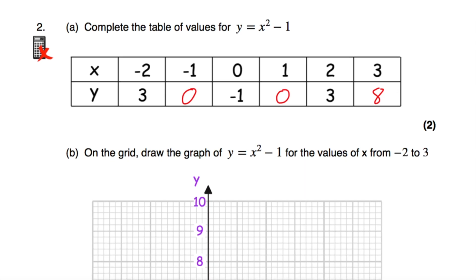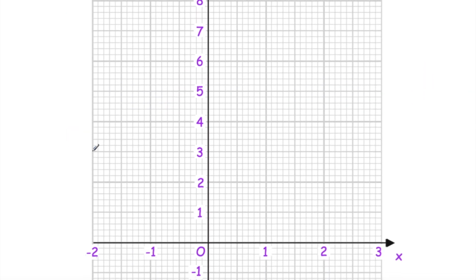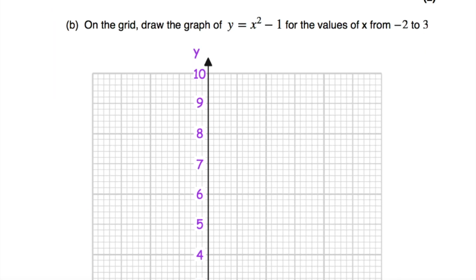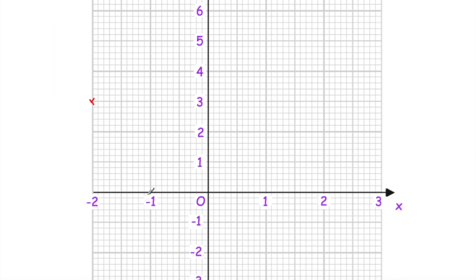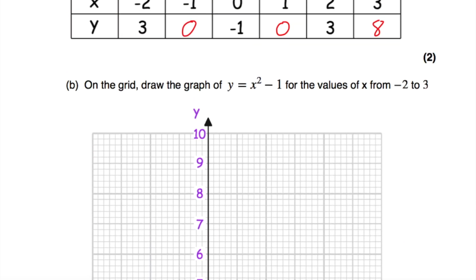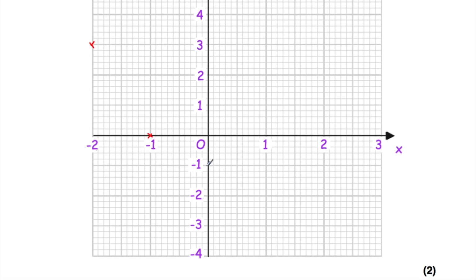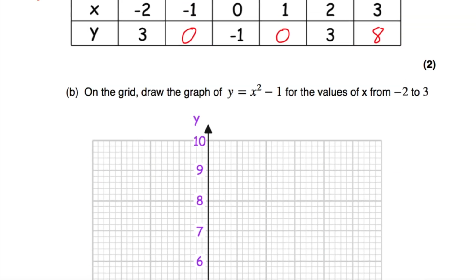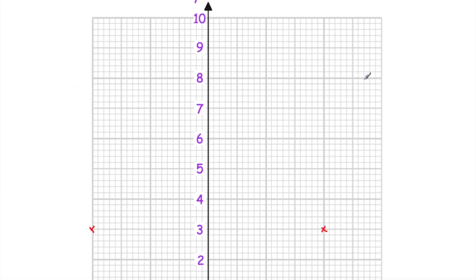So let's plot those points. -2, 3 would be there. That's the first point. The next point was -1, 0, so -1, 0 would be there. The next point, 0, -1, is there. 1, 0 is there, 2, 3 is there, and the last point was 3, 8, so 3 across, 8 up would be there.